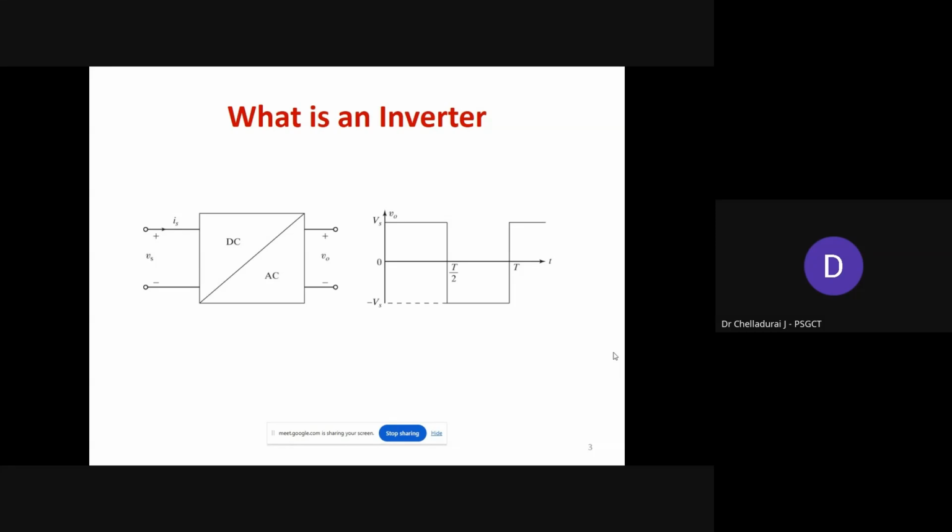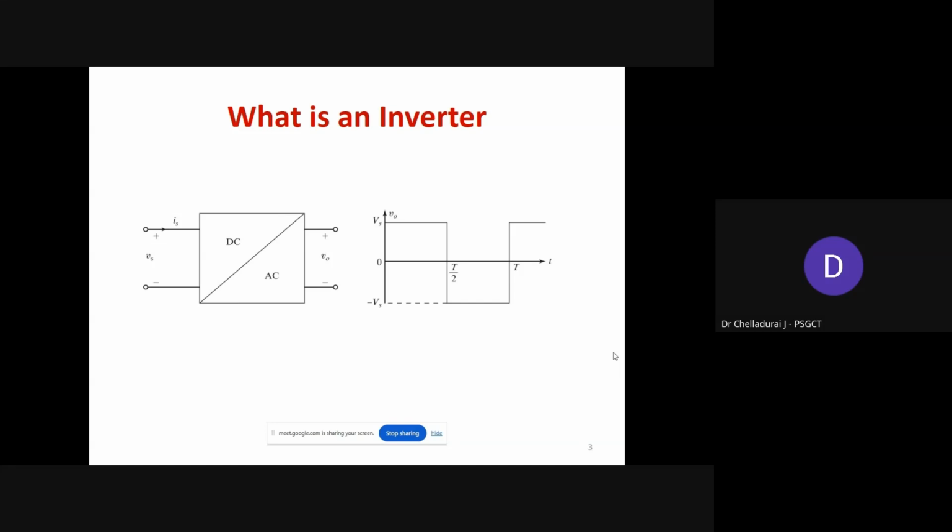So what is an inverter? In power electronic converters, basically there are 4 different types of power conversion we can do: AC to DC, DC to DC, AC to AC, and a very important topology, DC to AC conversion. Out of these 4 power conversion topologies, the DC to AC converter will play a major role in industry as well as home appliances.